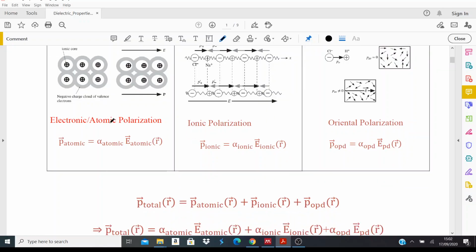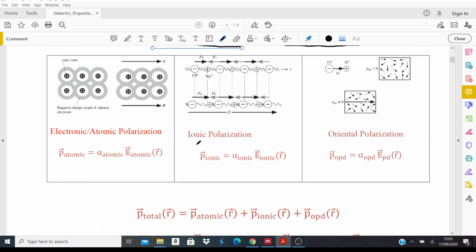But here I want to summarize. The expression that we obtained for atomic polarization, the electric dipole moment for a single atom, P atomic, was alpha atomic, which is the polarizability of the atomic polarization, times the atomic field, the electric field felt by the individual atoms. So that's really a microscopic field.